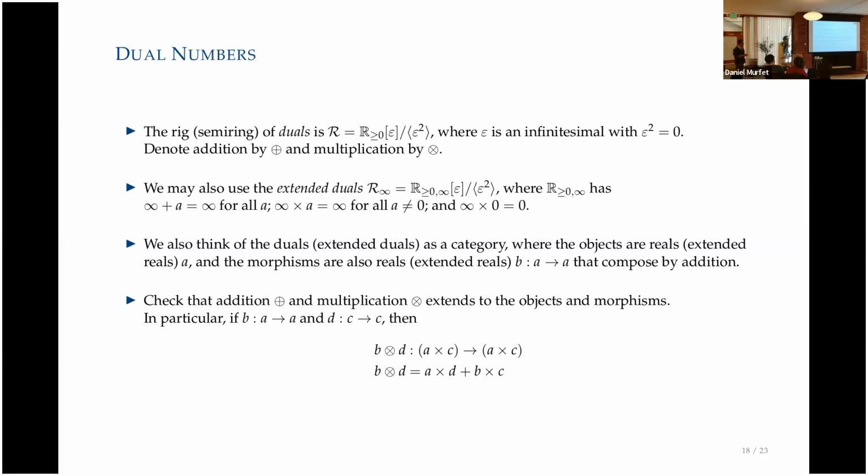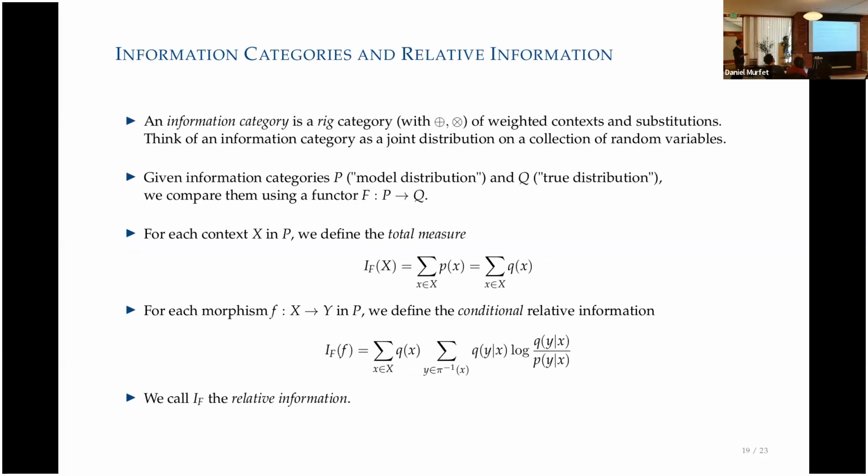So those are the dual numbers, the category of dual numbers. Okay. So now I'm going to try to build a bridge between the rig categories that we have with the random variables, the measures, and then the rig category of duals. Right. So the information category is a rig category of weighted contexts and substitutions.